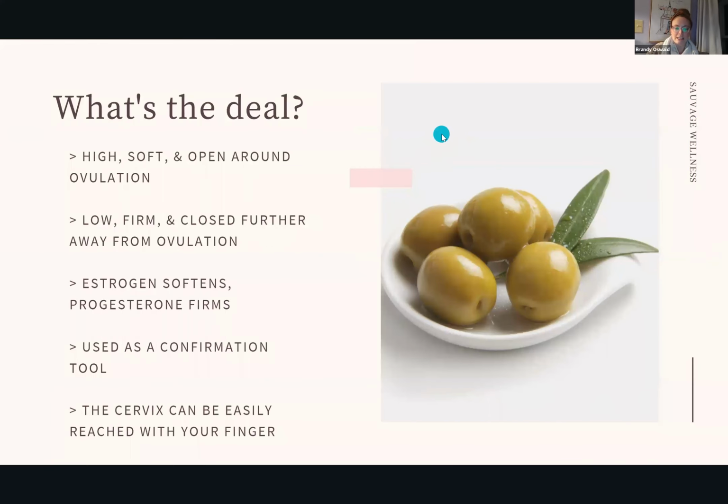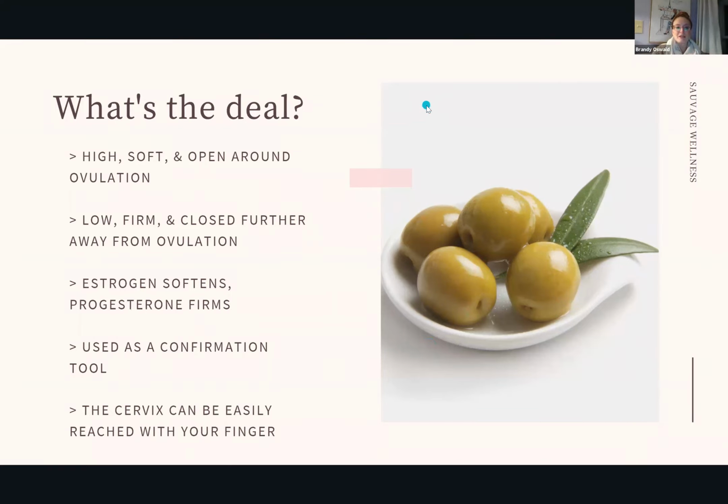So what's the deal? I know, my cute little olive photo. This is so accurately what a cervix looks like that I can't even resist using these olives. People always say the tip of a nose. And then I saw a photo of the olive the other day and I was like, no, it's an olive. It's 1,000% an olive. So this is your cervix.